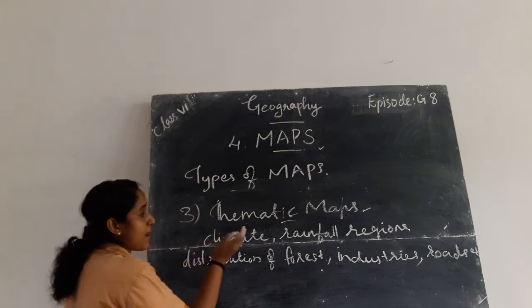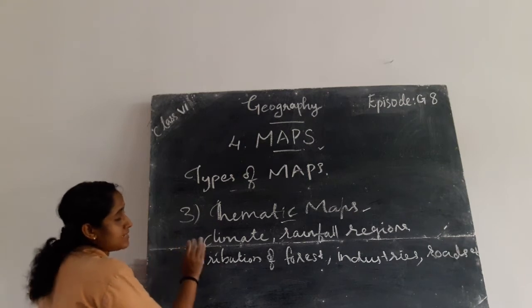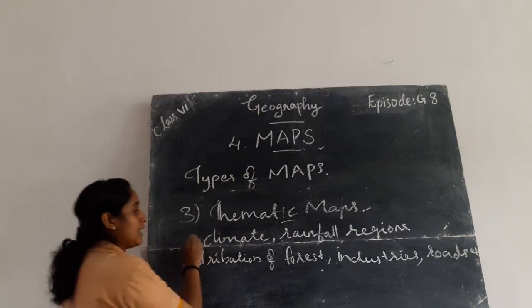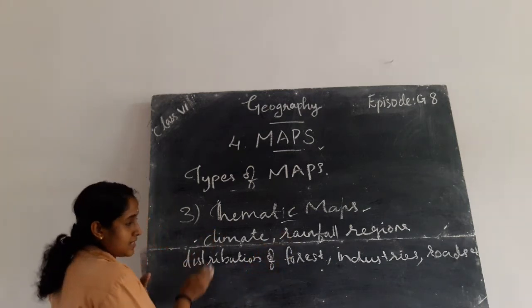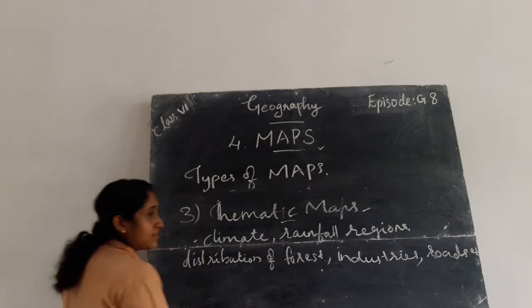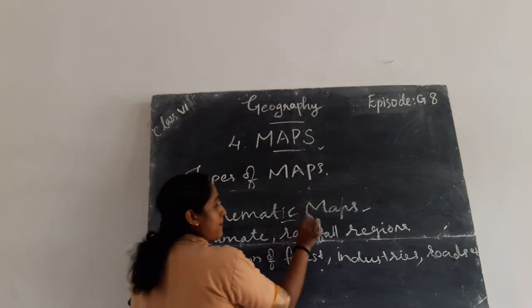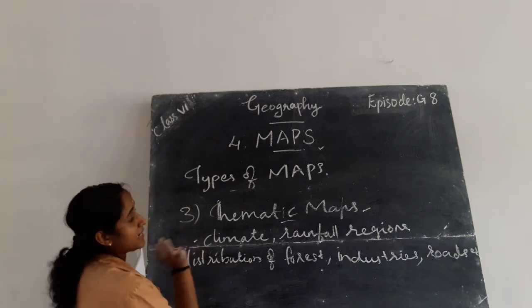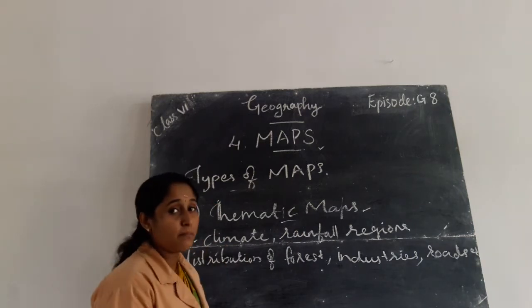So thematic maps show the details of climate, rainfall regions, distribution of forest areas, industries, roads and railways. These types of information are given by thematic maps. Okay, so we have three types of maps.